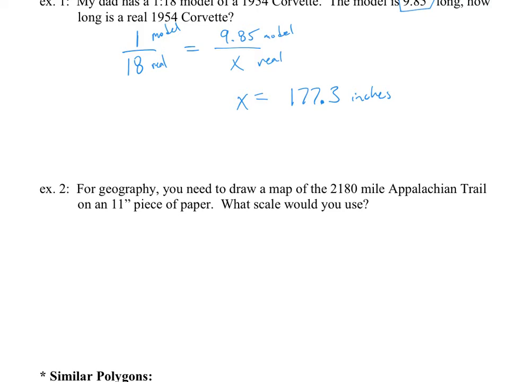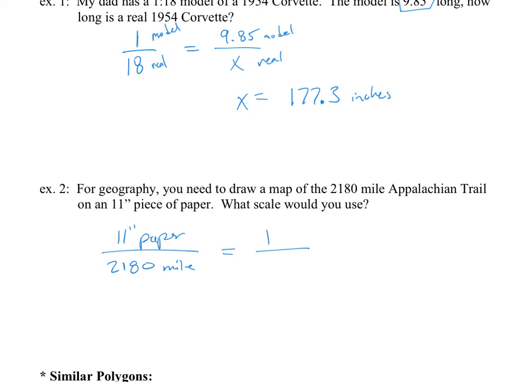Okay. So you only have 2 numbers, though. So we've got to figure out the scale. We're going to try to make a unit rate. And we could do it with all the numbers if we want. So we could have an 11-inch paper, and we would have a 2,180 mile trail. This is inches. Mile trail is equal to.